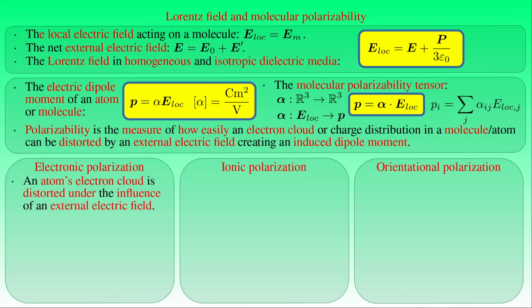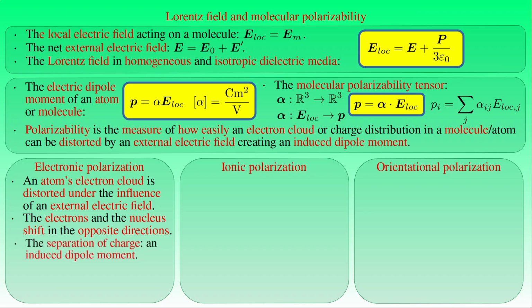Electronic polarization is the process by which an atom's electron cloud is distorted under the influence of an external electric field. When an electric field is applied, the negatively charged electron shifts slightly opposite to the field, while the positively charged nucleus shifts in the direction of the field, but this shift is very little due to its much larger mass. This separation of charge creates an induced electric dipole moment within the atom.